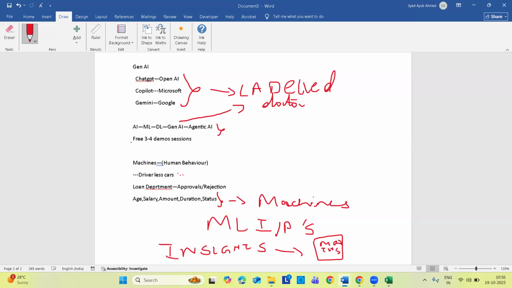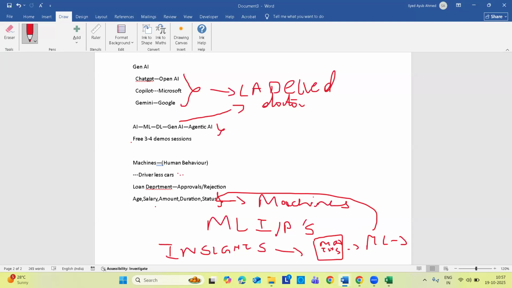So calculations will happen, and finally you will get the ML output, machine learning output. So this is directly connected to this. You're getting the output with this one, right? This is about machine learning.